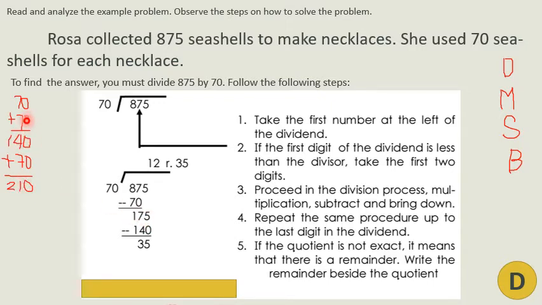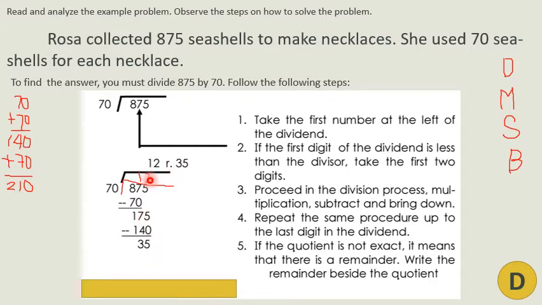So, ilang 70 yun? 1, 2. Okay, so dalawa. So, yun yung ilalagay natin sa taas. Sa tapat ng 5 yan. Okay? Lagyan nga natin ng linya para hindi tayo malito. Yan. So, ito yung 1. Ito na yung 2. Dalawang 70 daw para dito sa 175.